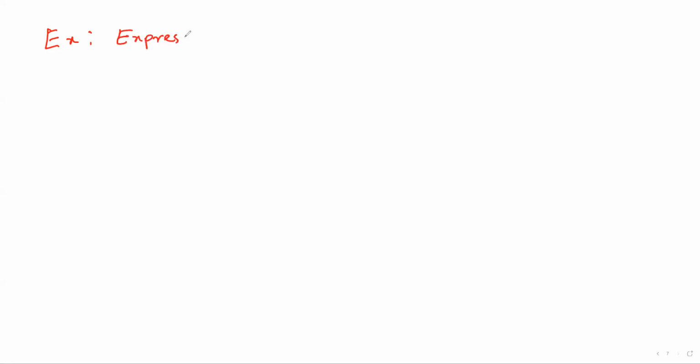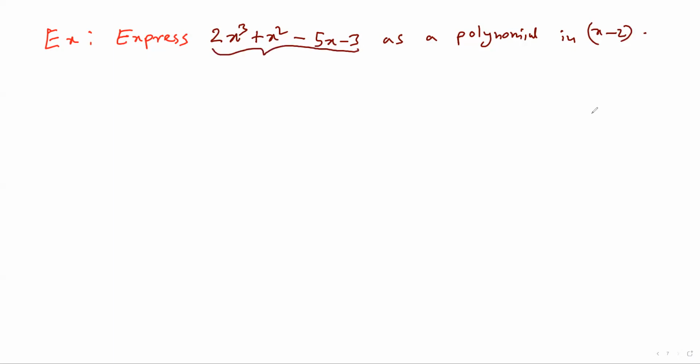Express, let's use another, express 2x cubed plus x squared minus 5x minus 3 as a polynomial in x minus 2, but not in x. It's already in terms of x, but we want to express this or rearrange this so that it becomes a polynomial in the variable x minus 2.